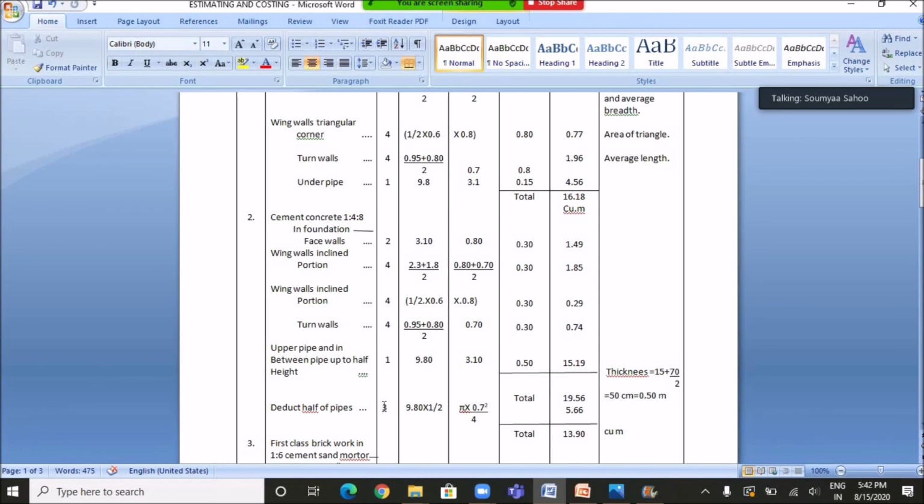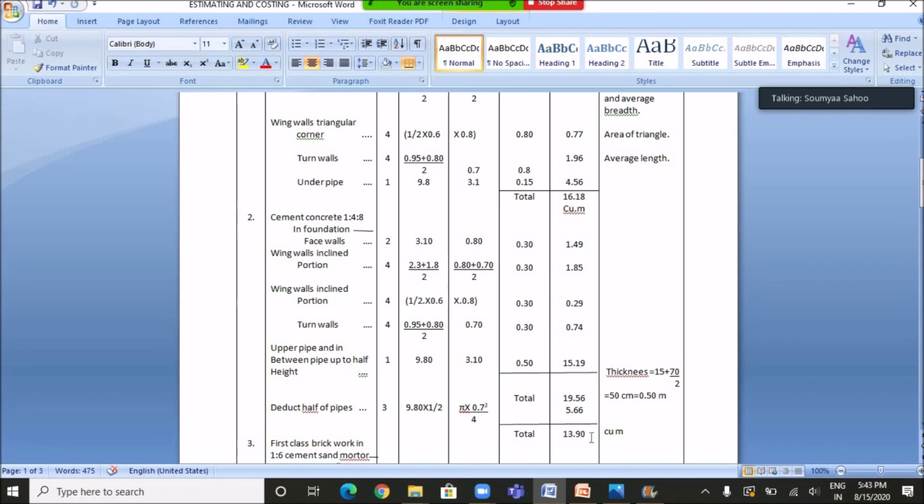So there are 3 number of pipes, so the number of deductions will be 3. The total length is 9.8 meter, and the cement concrete work is done up to half of the diameter of pipe. So we have to take half of the area of the pipe. So half into 5 by 4 into 0.7 square, where 0.7 meter or 70 centimeter is the external diameter of the pipe. And this quantity is calculated as 5.66 cubic meter. So the net total quantity is calculated by subtracting 5.66 from 19.56 cubic meter, which is equal to 13.90 cubic meter.